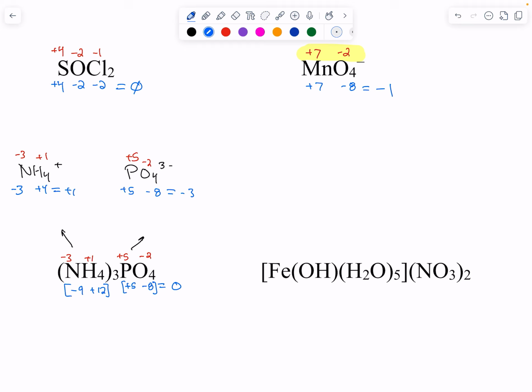All right. So phosphate's always going to have those oxidation states. Ammonium's always going to have those oxidation states. You don't have to memorize them. We can always solve them. But that's what we got here.